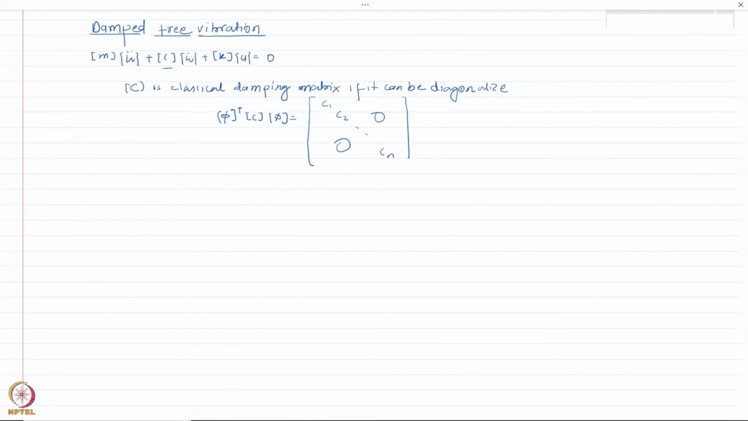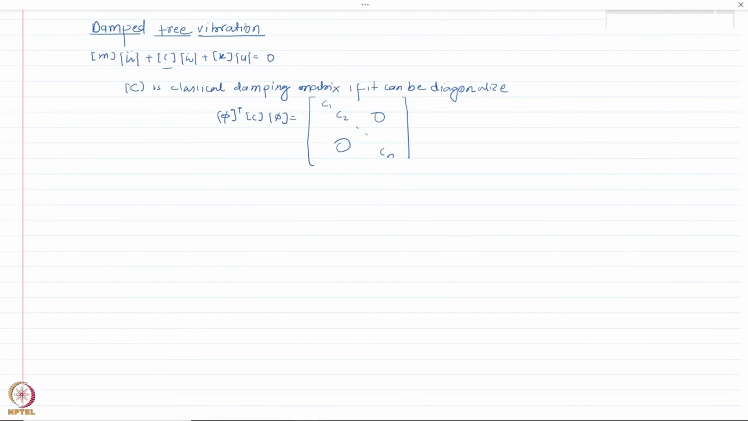There are non-classical damping matrices as well, and there are some methods of solution for those as well, but that is not within the scope of this course. So let us consider a classical damping matrix where C can be diagonalized and then see if we can get a solution to this damped free vibration.